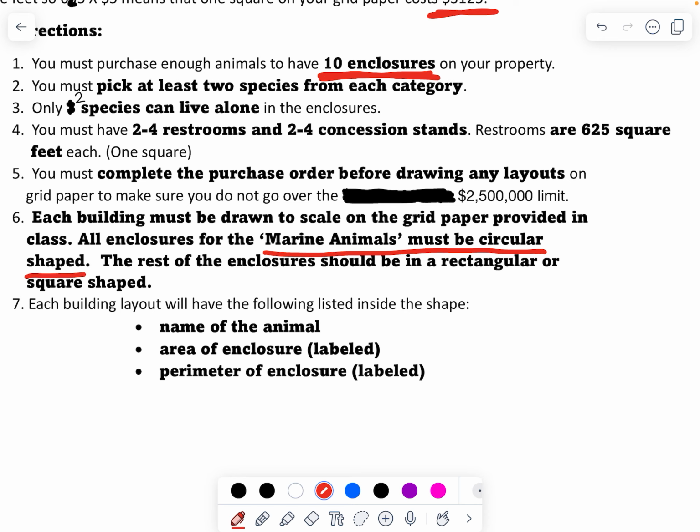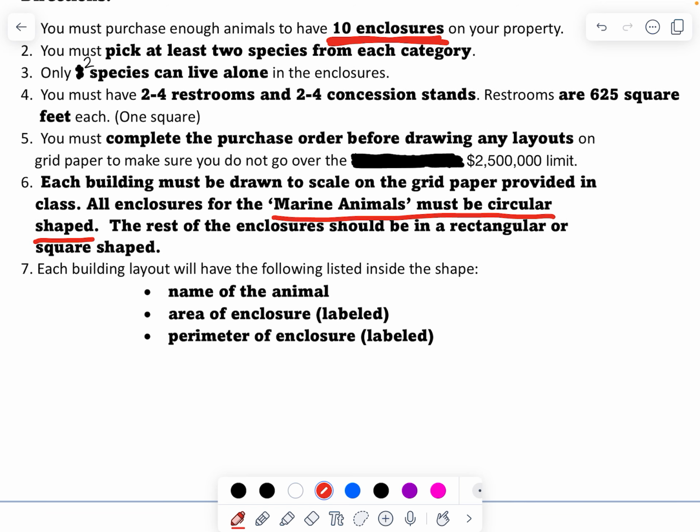And then the rest of the enclosures should be rectangular or square shaped. So most enclosures are going to be rectangular or square shaped, but your marine animals have to be circular shaped. So you're going to have to use A equals pi r squared. And then each building layout will have the following listed: the name of the animal, area of the enclosure, and the perimeter of the enclosure.